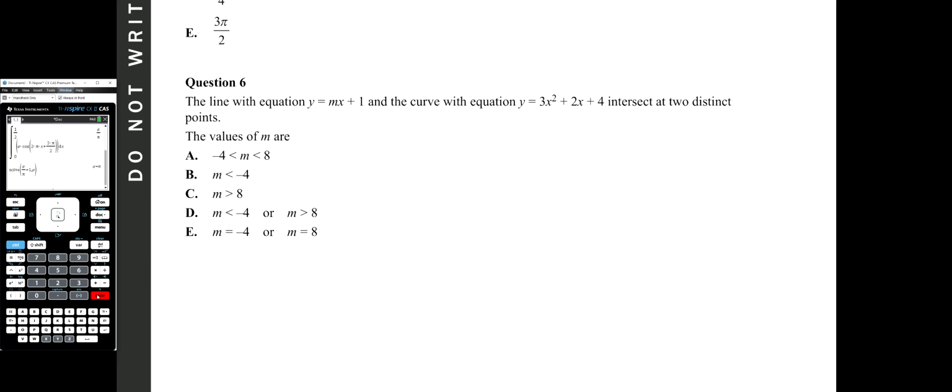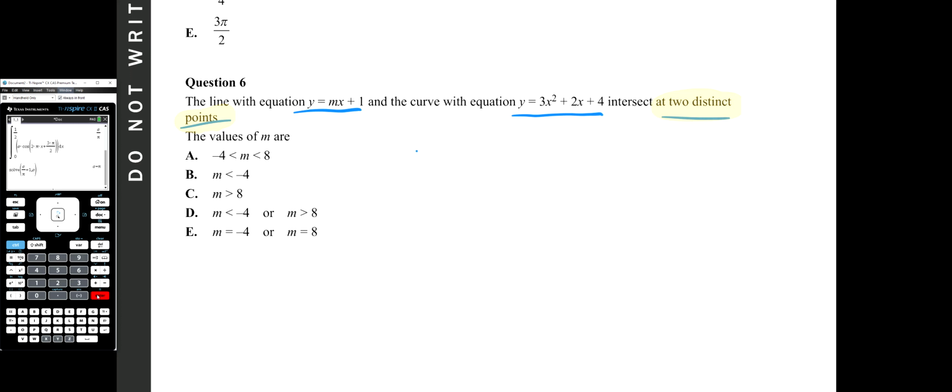The line with equation y equals mx plus 1. So we have a straight line, and a parabola with equation y equals 3x squared plus 2x plus 4 intersect at 2 distinct points. So that's crucial. We're intersecting at 2 distinct points. Our job is to find the values of m.